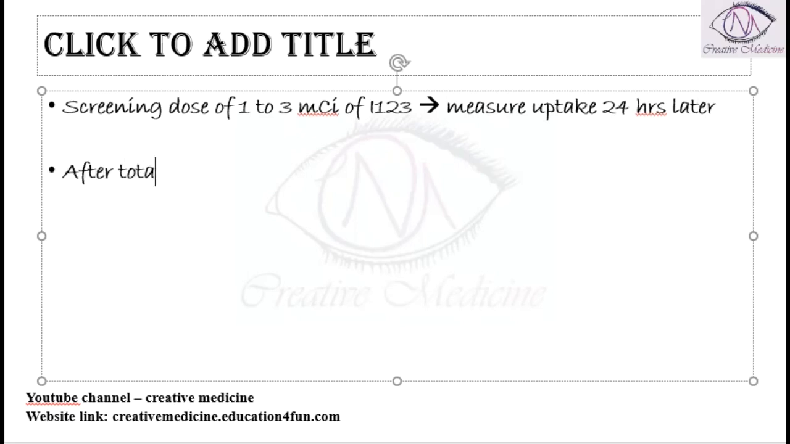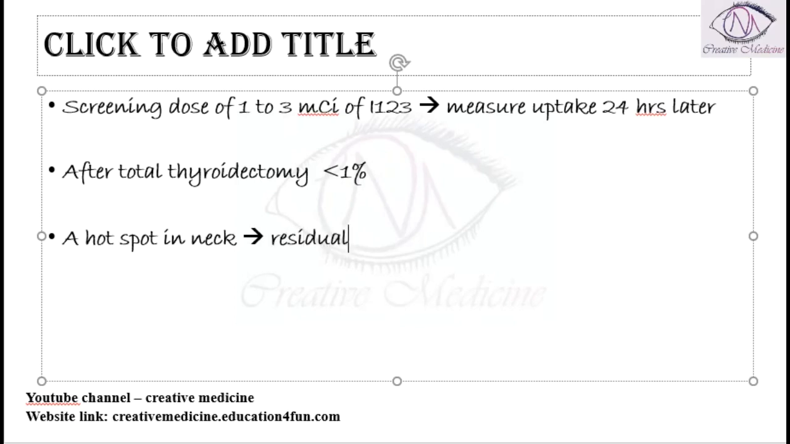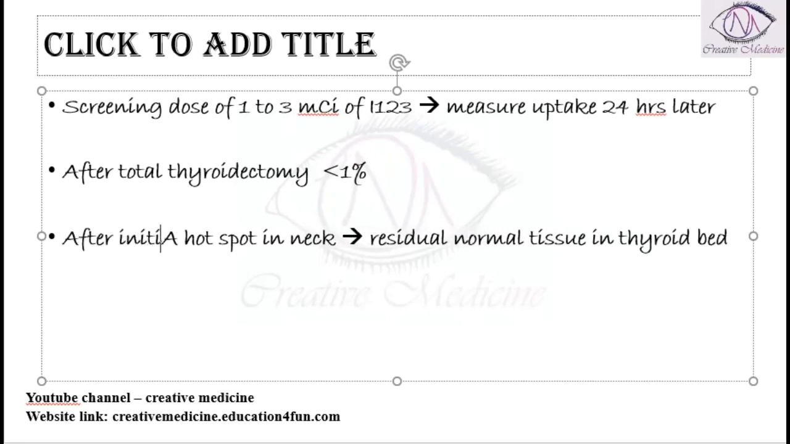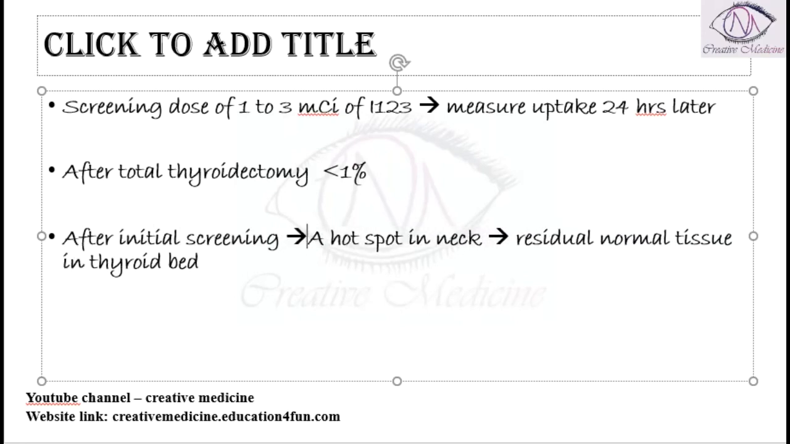After total thyroidectomy, the uptake of iodine 123 will be less than 1%, and a hot spot is seen in the neck. After the initial screening, if you find a hot spot in the neck, this is nothing but the residual normal thyroid tissue which is present in the thyroid bed.